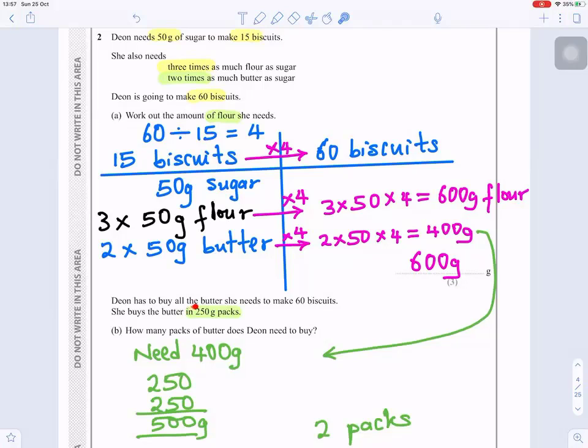Dion has to buy all the butter she needs to make 60 biscuits. She buys the butter in 250-gram packs. How many packs of butter does Dion need to buy? 250-gram pack plus another 250, you add them together, you get 500 grams. Because she needs 400 grams of butter, she will need to buy 2 packs and use 400 grams, and she will have 100 left.